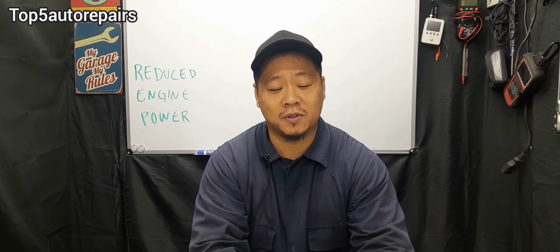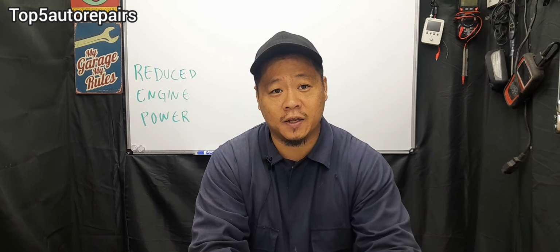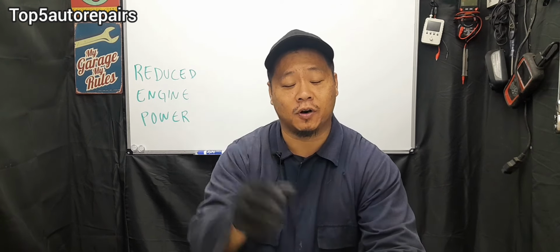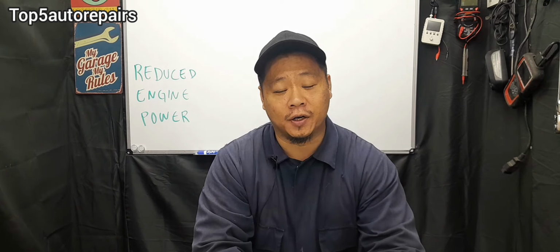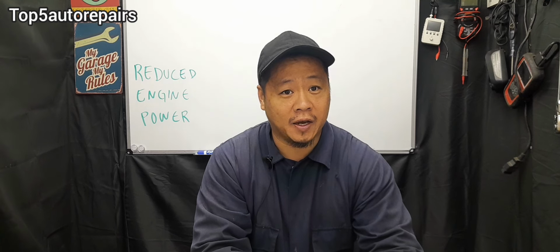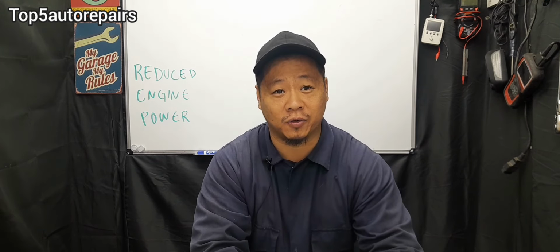So the most likely problem is going to be a faulty throttle body. Usually for Chevys or GM, the throttle position sensor is built on the throttle body. And in order to replace that part, in most cases, you actually have to replace the whole entire throttle body.